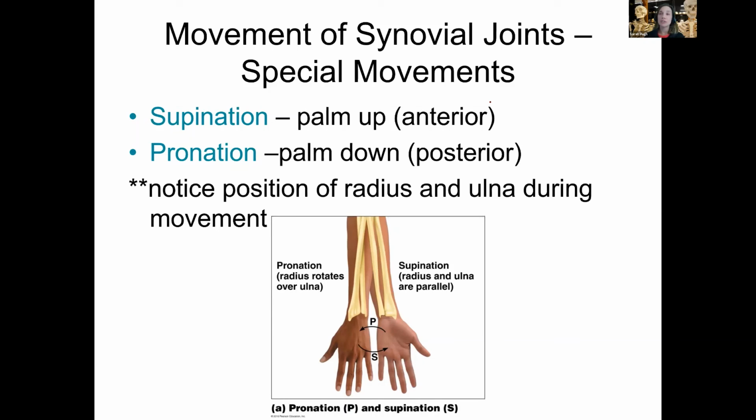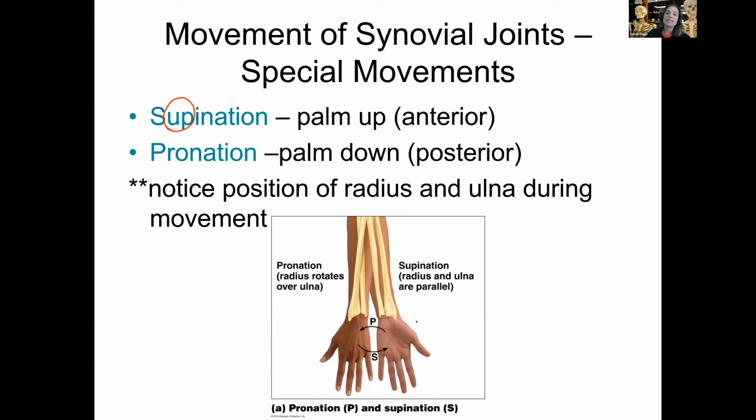Supination and pronation are specific to your palm. When your palm is up, it's supination. I just remember because it has "up" in the name, supination, palm up. If you rotate and put your palm down, that's pronation. The reason this is a specific movement is this only can happen with this particular joint, the wrist joint, and it is happening between the radius and the ulna.